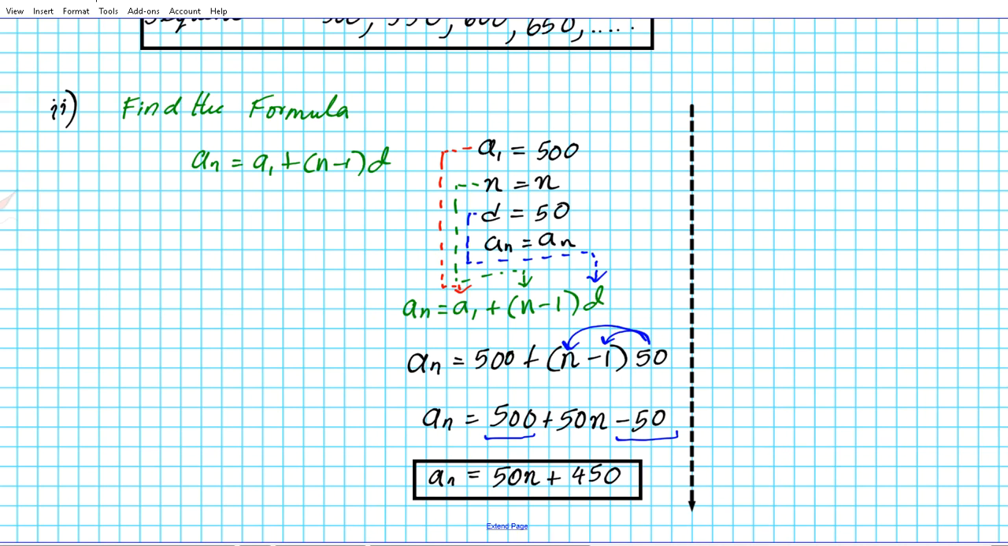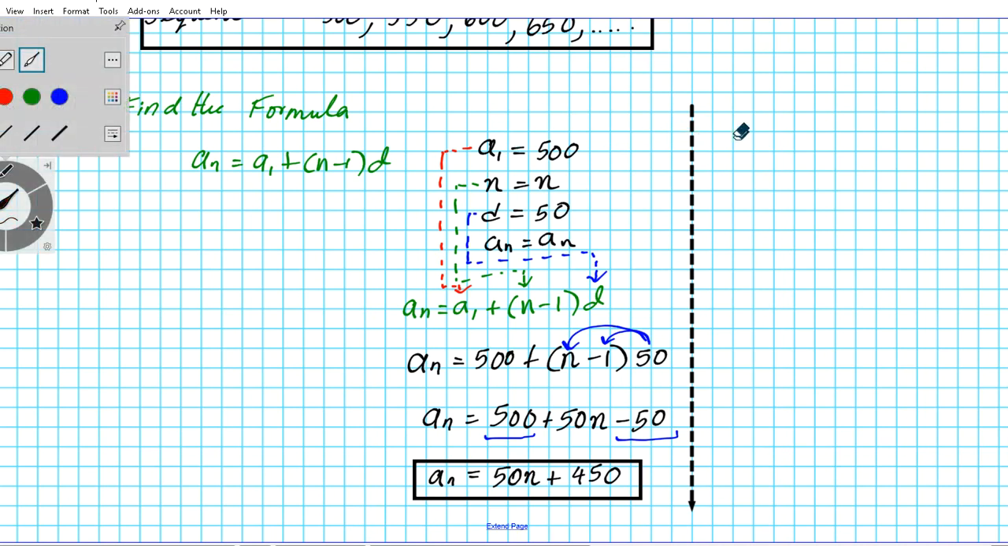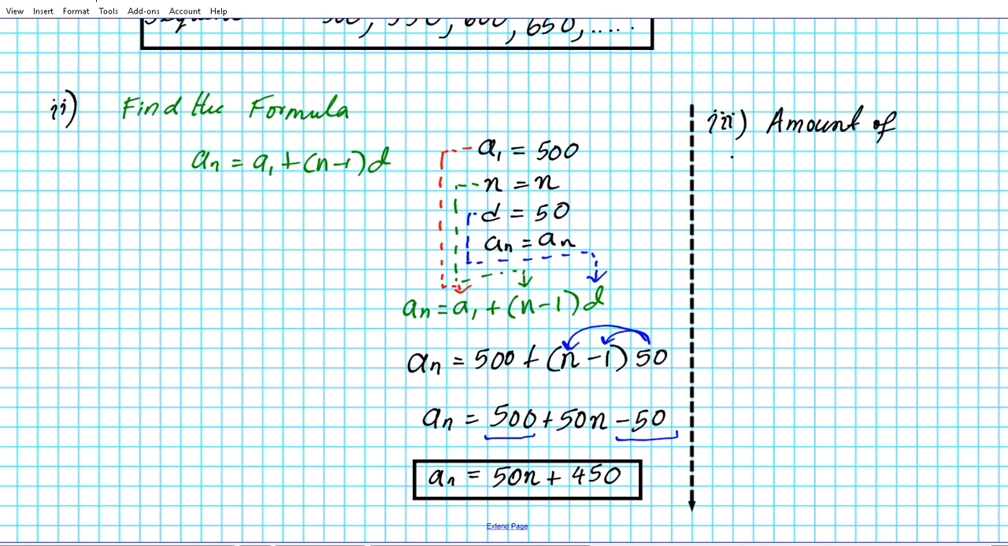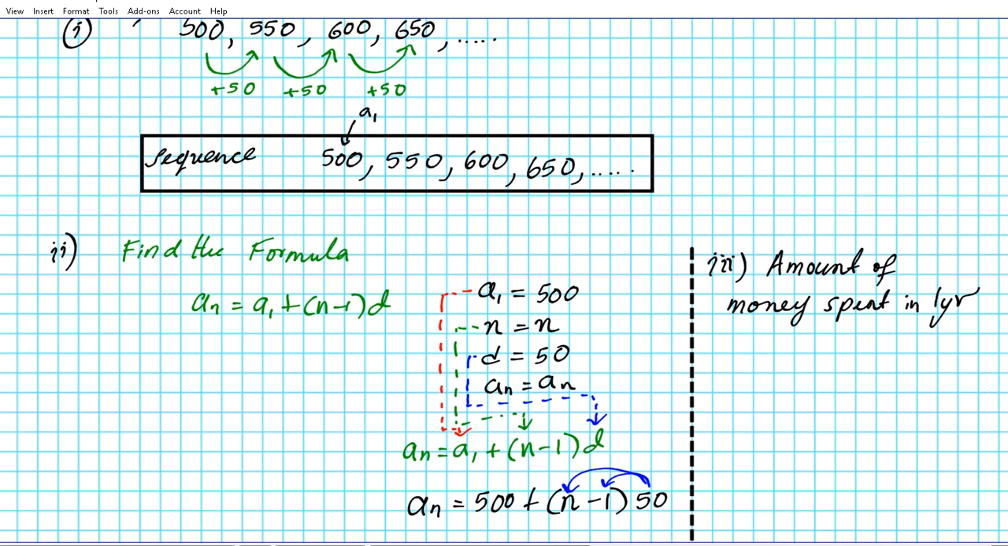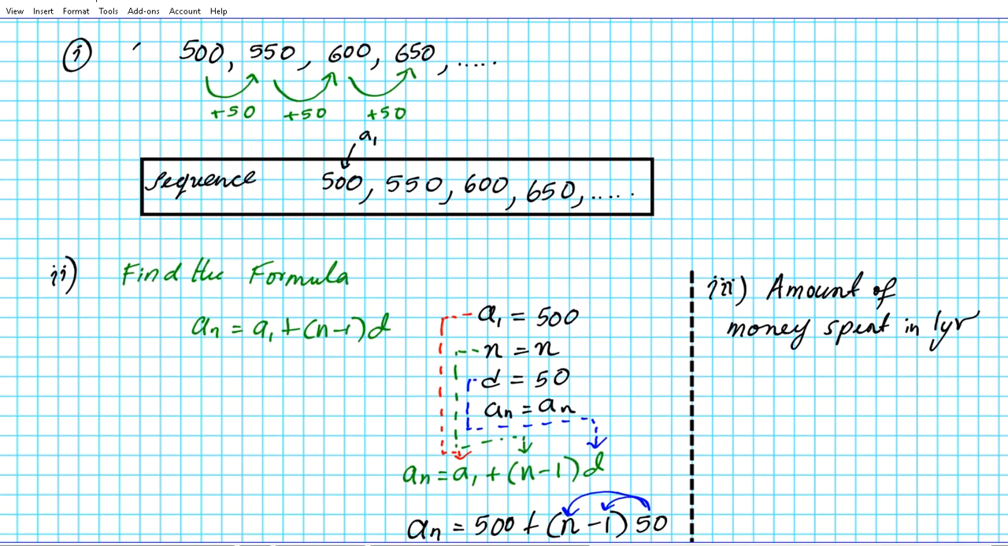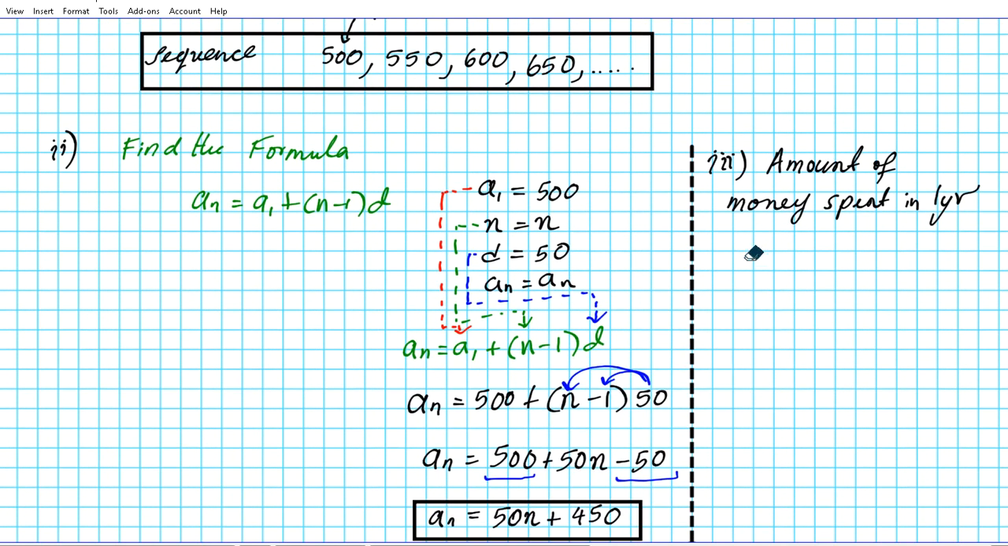Let's go ahead and answer that question. Amount of money spent in 1 year, right? That's what the original question asked. How much she spends after a year. So in 1 year, how many months are there? In 1 year, there are 12 months, right? So that automatically tells us that her n value is going to be 12.